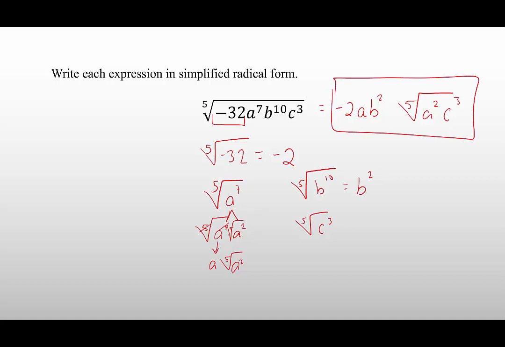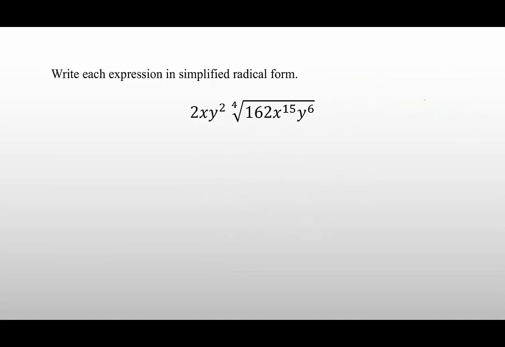We can double check our work because 2 is less than 5, so we know we don't have any perfect powers of 5 here. 3 is less than 5, so we can again justify, should be good to go. Last example. Okay, we already have a coefficient, so anything that comes out of the radical is going to get multiplied to what's already there.